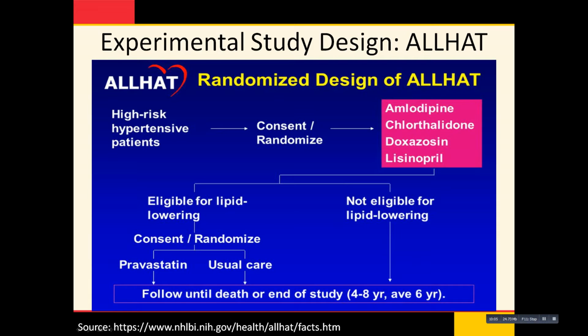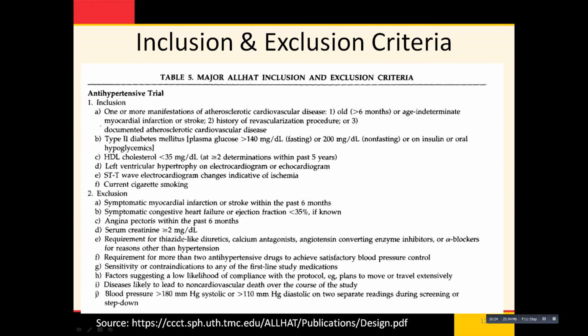And the purpose of this study for the antihypertensive part was to determine which of these therapies was the optimal initial choice for blood pressure lowering. So when we look at the study design, patients had to meet inclusion and exclusion criteria, and you can see a whole host of criteria listed here.